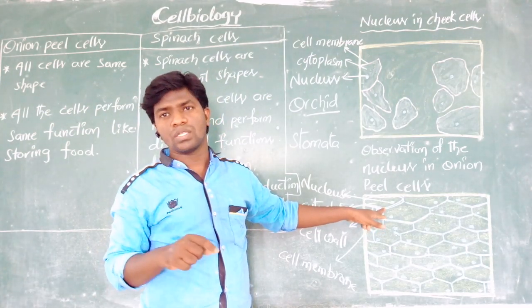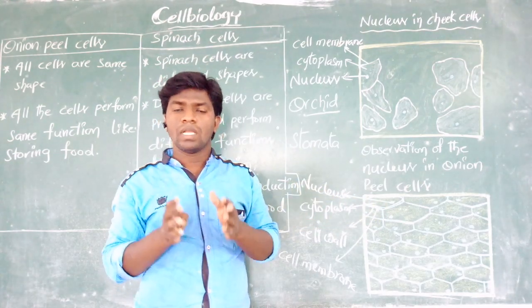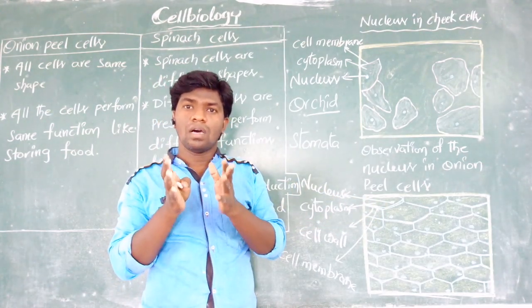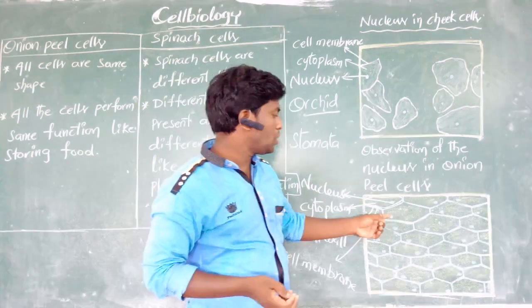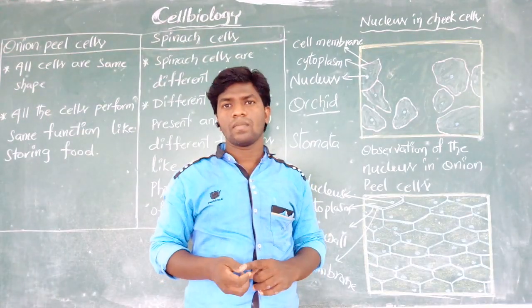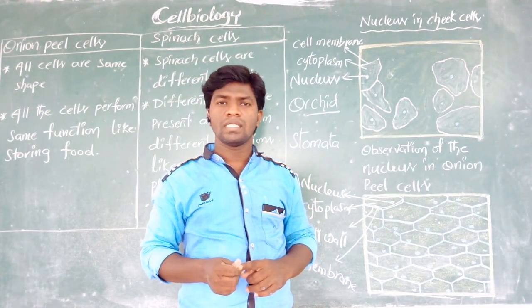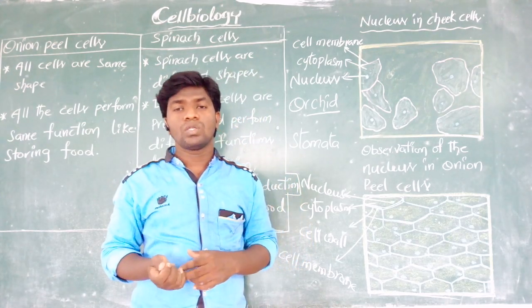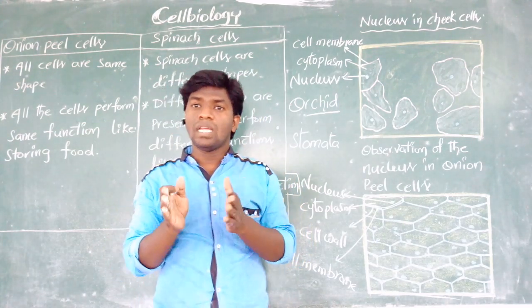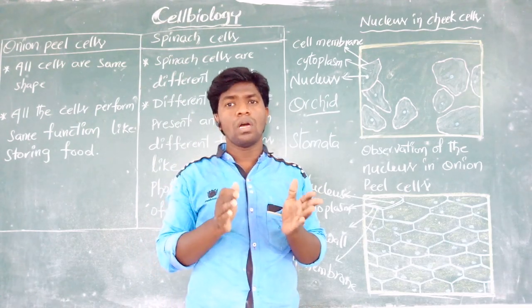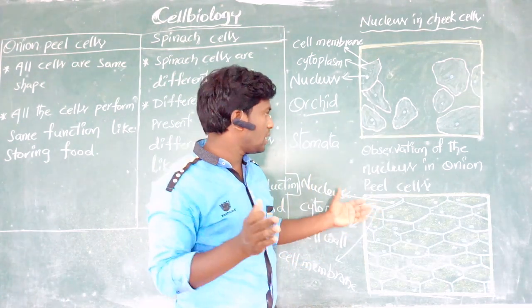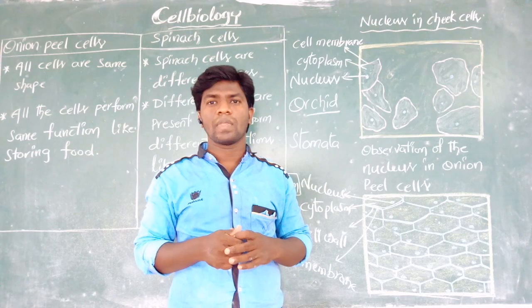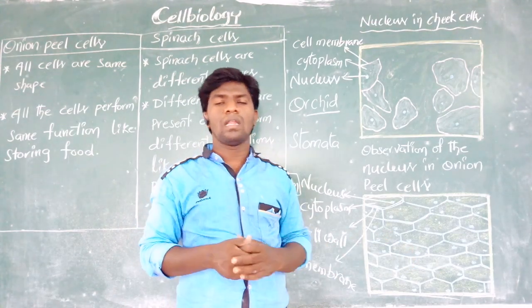In both cells we can find a dense round body called the nucleus. The nucleus plays a very key role. I will explain it later. In cheek cells, the nucleus is present more or less at the center of the cell. In plant cells, it is at the corner of the cell.